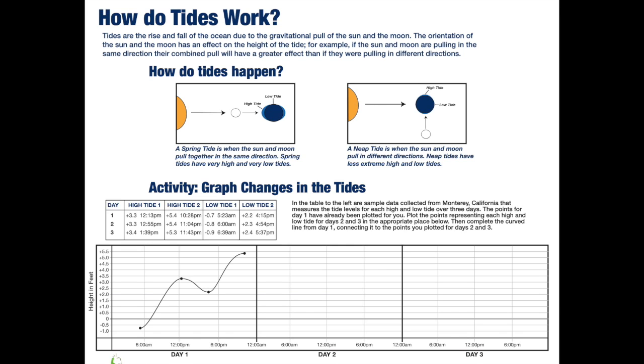So a spring tide is when the sun and moon pull together in the same direction. So the spring tides have very high tides and very low tides. For a neap tide, that's when the sun and moon pull in different directions. So neap tides are a little bit less extreme.